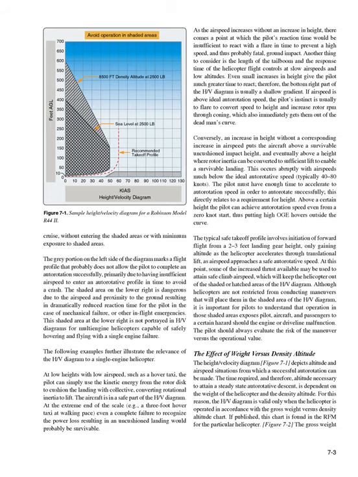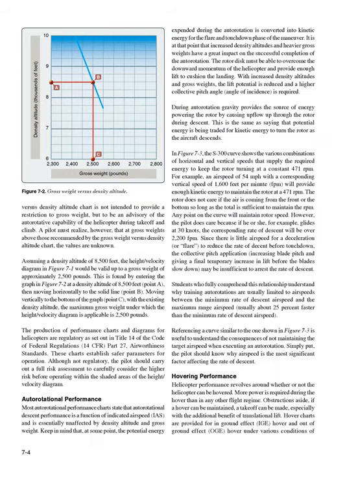Figure 7.2, the gross weight versus density altitude chart, is not intended to provide a restriction to gross weight, but to be an advisory of the autorotative capability of the helicopter during takeoff and climb. A pilot must realize, however, that at gross weights above those recommended by the gross weight versus density altitude chart, the values are unknown. Assuming a density altitude of 8,500 feet, the height/velocity diagram in Figure 7.1 would be valid up to a gross weight of approximately 2,500 pounds.